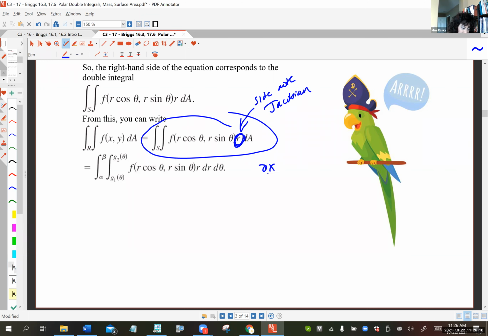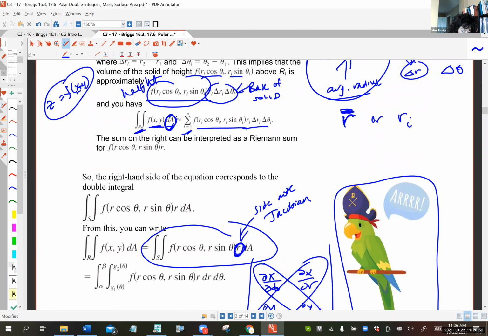Okay, now about the r, you see this picture of a parrot? R! He's a pirate. He's a pirate parrot. And what I need you to get is that every time you see dA, when you're going to convert to polar, you don't just replace the dA with, like we did before, dy dx or dx dy. You replace dA with r dr d theta.